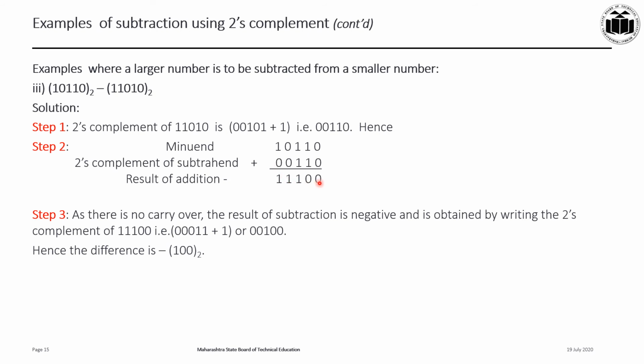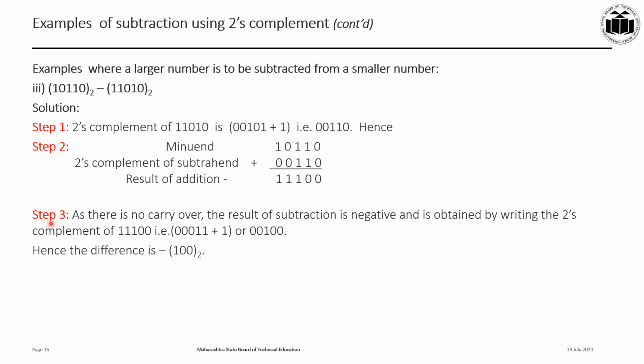So after the addition, as you can see, 0 plus 0 is 0. 1 plus 1 is 0 with a carry 1. 1 plus 1 plus 1 is 1 with a carry 1. 1 plus 0 is 1 and 1 plus 0 is 1. And there is no carry generated over here.